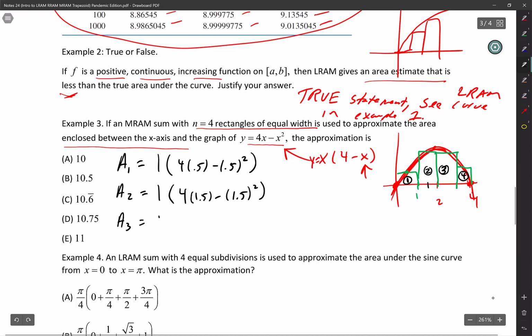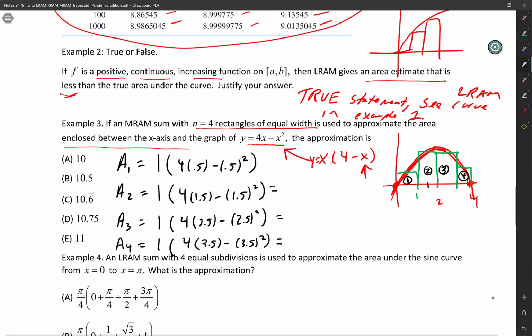Rectangle 3, 1 times 4 times 2.5 minus 2.5 close squared close. By the way, rectangle 2 and rectangle 3 should have the same area. So we'll figure it out right now. 1 times 4 times 3.5 minus 3.5 squared close. All right, so Viacana, you want to take care of 1 and 2, and I'll take care of 3 and 4? And then you guys check to see that we got them right.